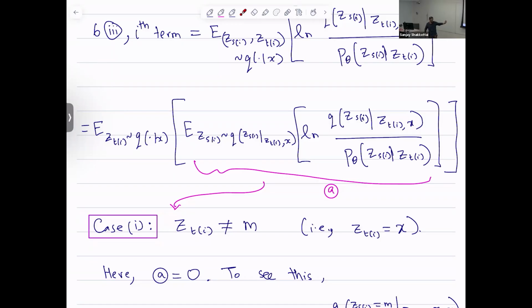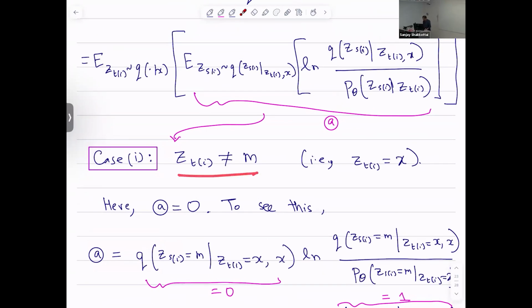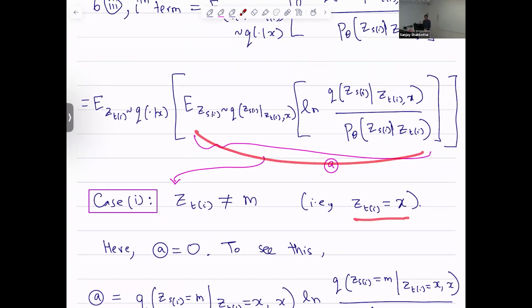Zt is m or not equal to m. And when you say not equal to m, here it's equal to x. For a uniform model or anything else, the calculations will change. I'm just using the easiest model, the only two states I need to consider. In this case, when Zt is not equal to m, meaning Zt equals x, then the claim is this term is identically zero.